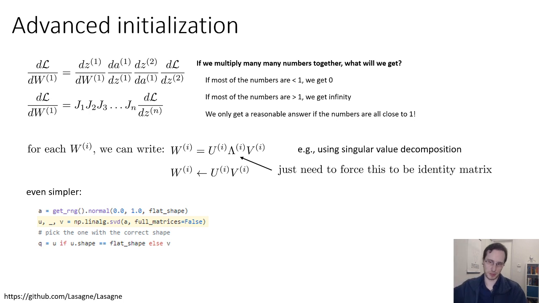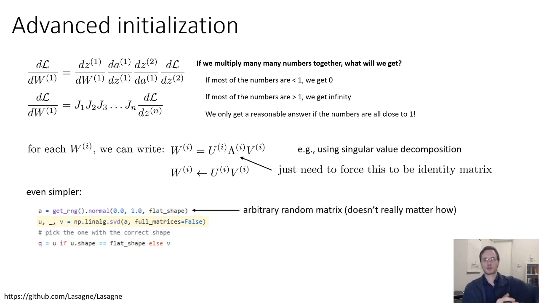There's actually an even simpler way to do it, and this is some code from an actual implementation of an orthogonal initialization. On the first line, it just constructs some kind of random matrix. And it doesn't even really matter all that much how you construct it. In this case, it's just constructing a matrix where every entry is normally distributed with a mean of 0 and a variance of just 1. It doesn't matter what that variance is because we're going to rescale the whole thing afterwards anyway.